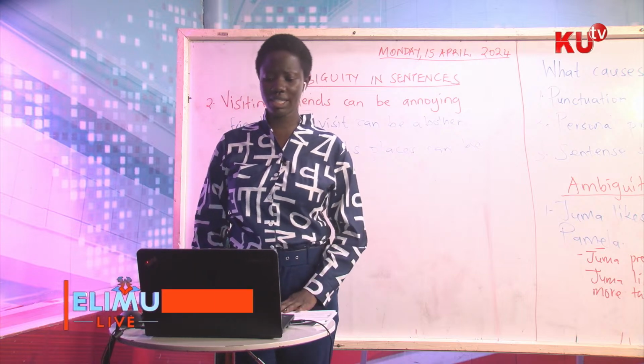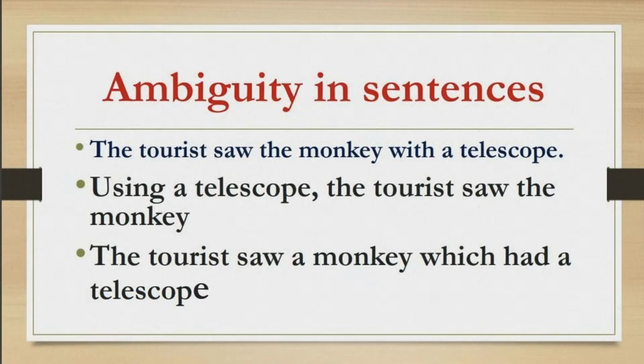So the first meaning of this statement is that using a telescope. Now there's a gadget known as a telescope. So using a telescope, a tourist saw the monkey. The tourist was using the telescope, and in that act, the tourist saw the monkey. So that is the first meaning of that sentence.